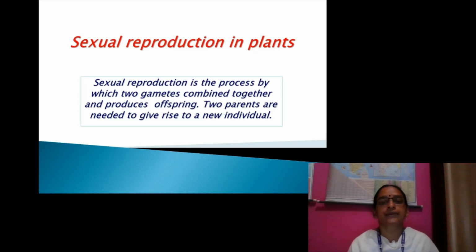Hello students, today we are going to learn a new topic, sexual reproduction in plants. Sexual reproduction is the process by which two gametes combine together and produce offspring. Two parents are needed to give rise to a new individual. What are these two gametes? Male gametes and female gametes. They combine together and produce offspring.